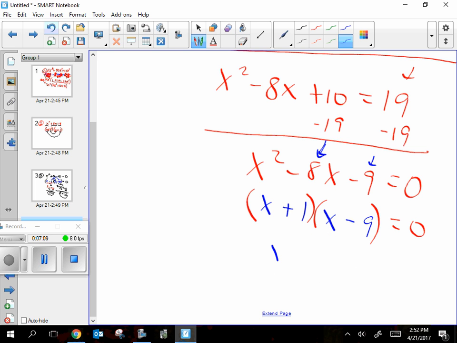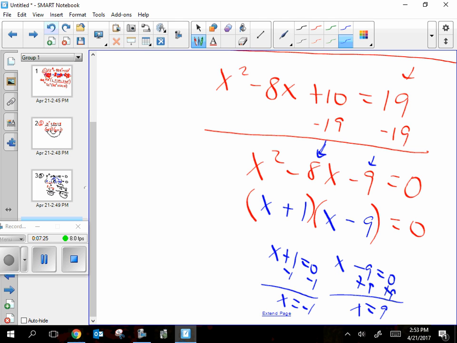Bring them out of their caves. And then I say equal 0. And then this one's x equals negative 1. And this one, x equals positive 9. Positive 9 and negative 1.